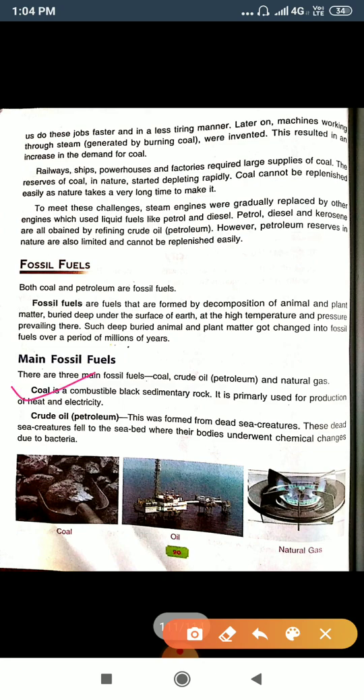See this coal. Coal is a combustible black sedimentary rock, and it is primarily used for production of heat and electricity. Okay, and now second is the crude oil, or you can say petroleum. This was formed from dead sea creatures. These dead sea creatures fell to the seabed where their bodies underwent chemical changes due to bacteria, and we get the oil.